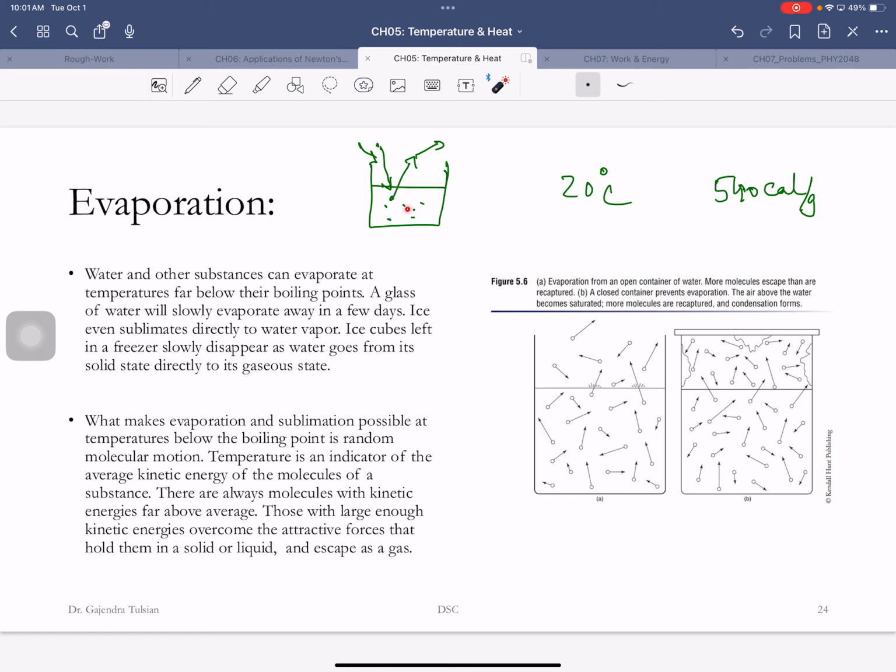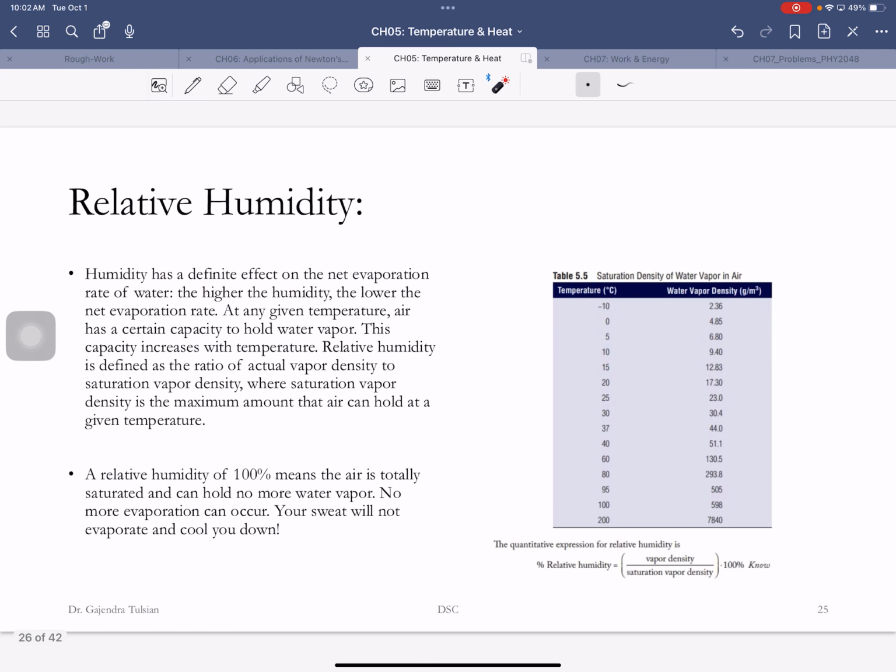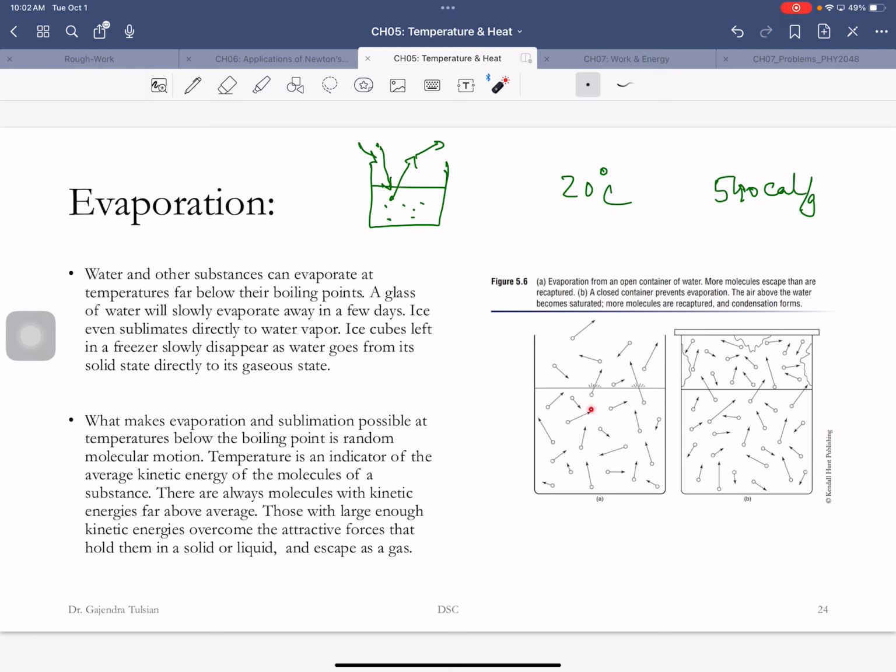Those molecules with large enough kinetic energies overcome the attractive force of other molecules and escape as a gas. So evaporation happens when more molecules are escaping than coming in. Evaporation happens when the relative humidity is less than 100%. When humidity is 100%, the number of molecules escaping is equal to the number of molecules coming in. For instance, in a closed container where the water is boiling, as many water molecules are going out as coming in, so there's no net evaporation.